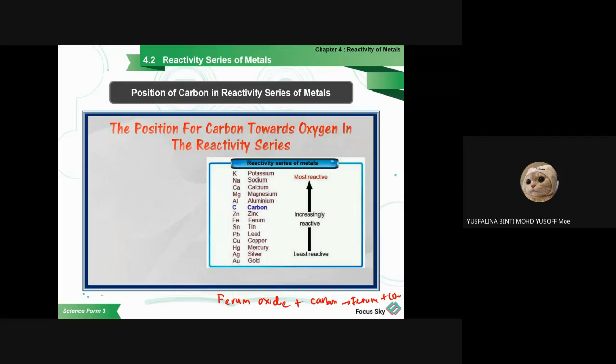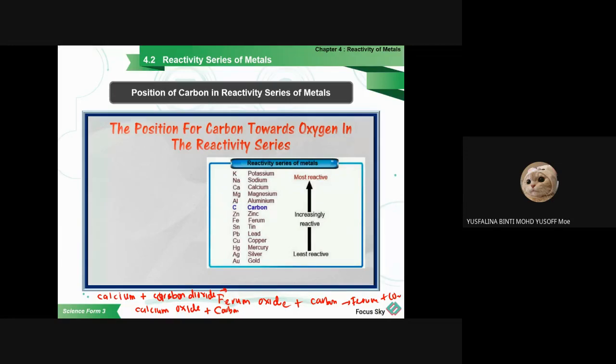So let's say I have calcium plus carbon dioxide. Because calcium is more reactive than carbon, it can take away the oxygen from the carbon dioxide to produce calcium oxide, and it will release the carbon here.